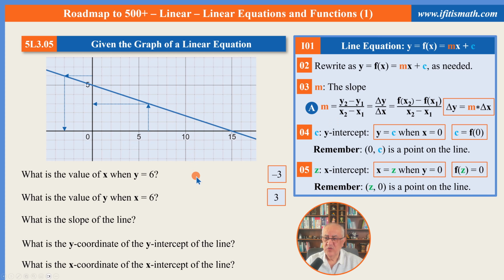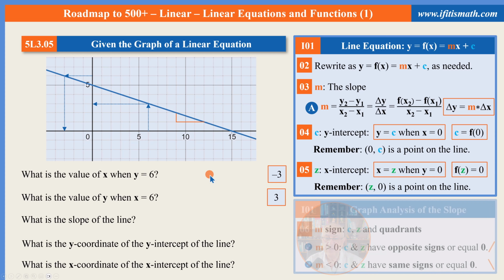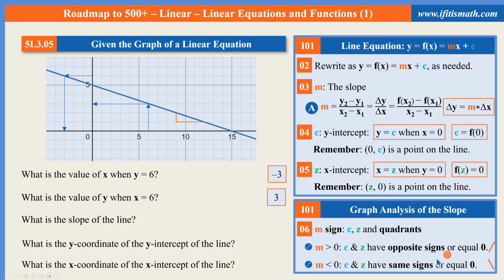So I need to choose 2 points and find the rise over run for them. So I'm going to choose these 2 points. The rise is 1, the run is 3. And once again, I need to pay attention to the sign of the slope. Is it positive or negative? Once again, I'm going to use the rule that we used previously. And it's going to be negative 1 over 3 because it's going from quadrant 4 to quadrant 2. So this is what we are going to do here.